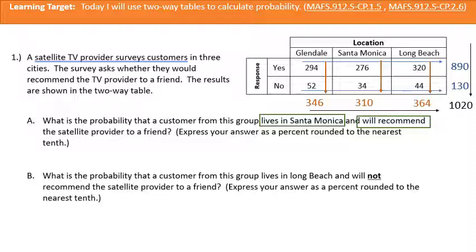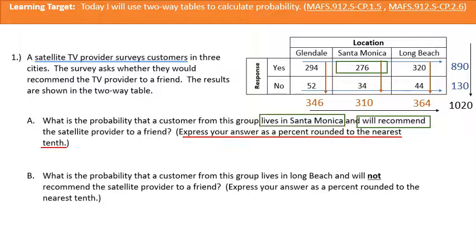So if they will recommend, how are they going to respond? They're going to respond yes. So we're looking for the intersection of yes and Santa Monica. And what number is that? If you said 276, then you are right. Okay, so we look at the question, we look what they're asking us for, we zero in on that part of the two-way table, and now we're ready to build our probability.